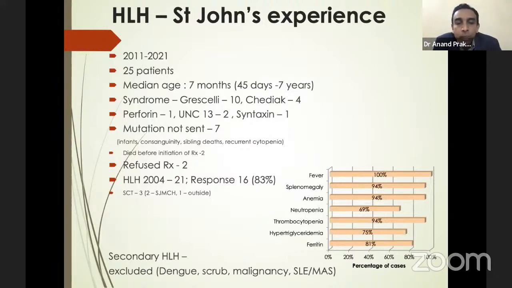It's kind of humbling to bring to this audience that while we talk about HLH, only a small proportion of our patients were actually able to get to transplant, just 3 out of the 25. 83% responded to the HLH 2004 protocol. That's very reassuring, even in the developing world. But unless we cure them with transplant, we have a long way to go.